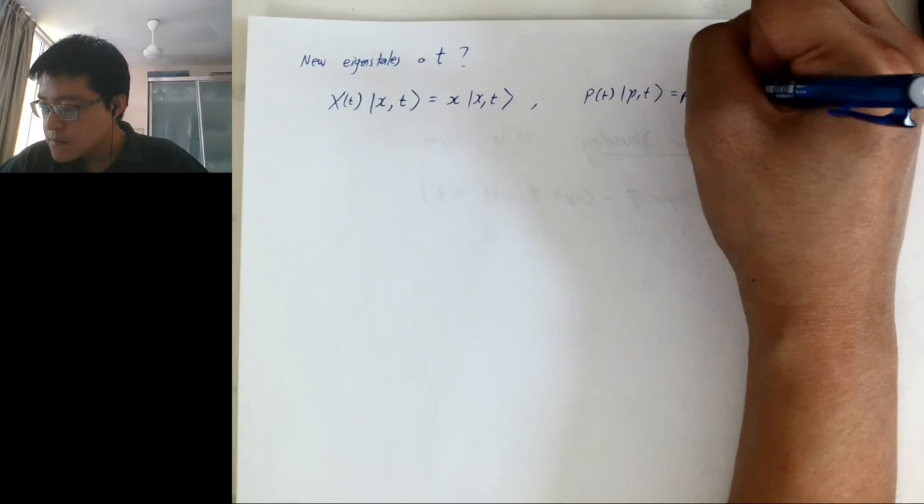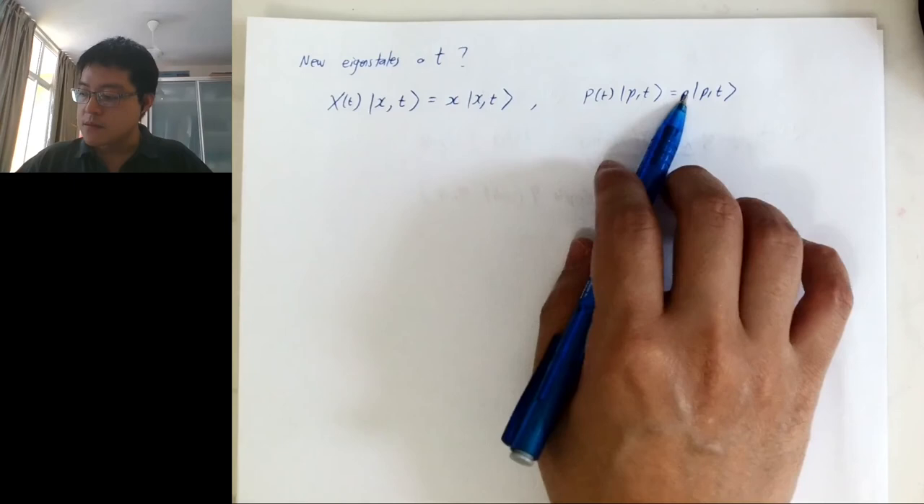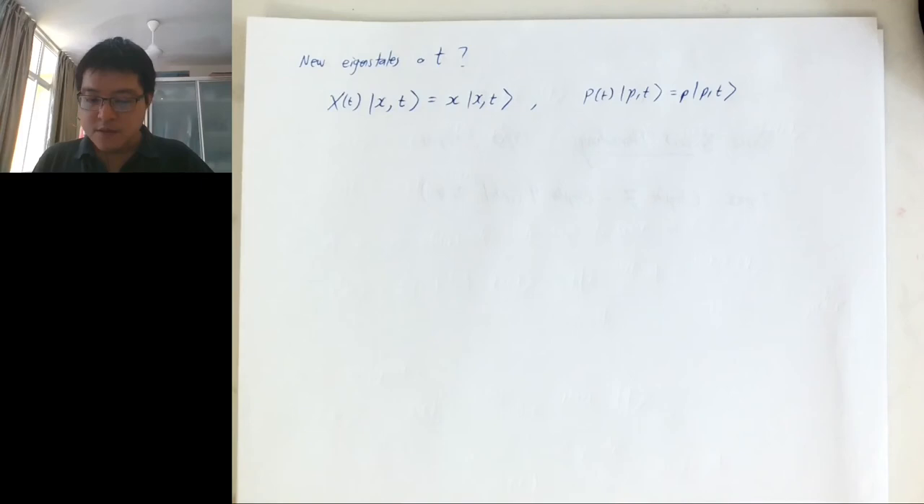Like this. Okay, so this one is just the eigenvalue, it has nothing to do with time. It's just the eigenvalue corresponding to this eigenbasis. Okay, so that is one thing.